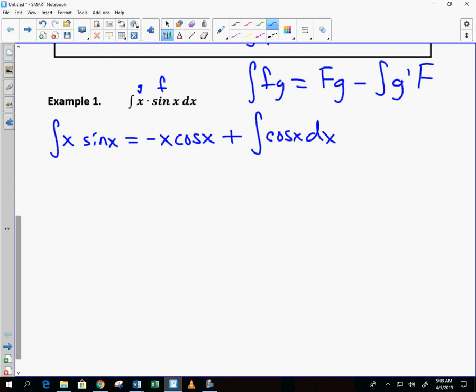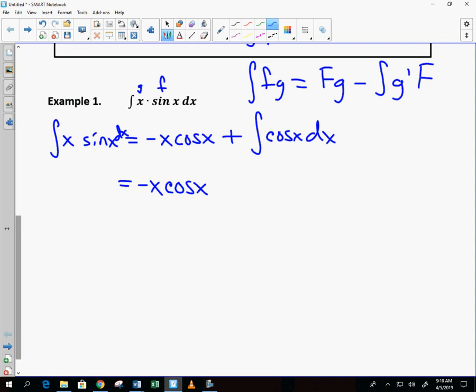g is x. But so we have little g. Big F is negative cosine. Better? I'm correcting this one because I forgot and I'm not perfect. Negative x, cosine of x.